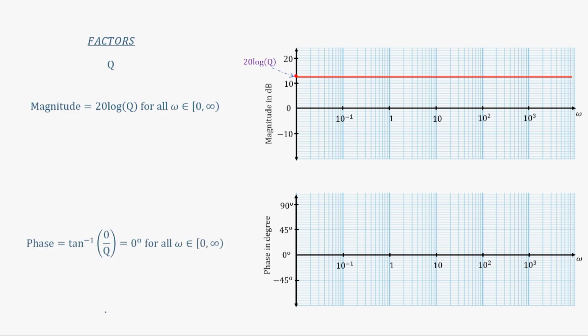Similarly, if we look at phase, what is the phase? Phase here is tan inverse of 0 by q, because q is nothing but q plus j 0. So, we get tan inverse of 0 by q, which is 0 degree.